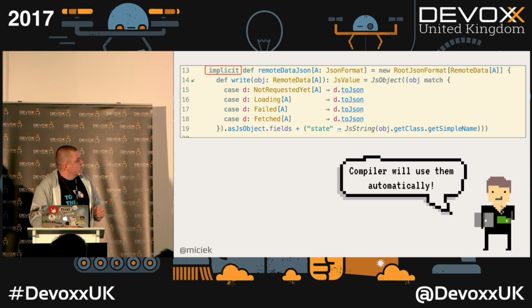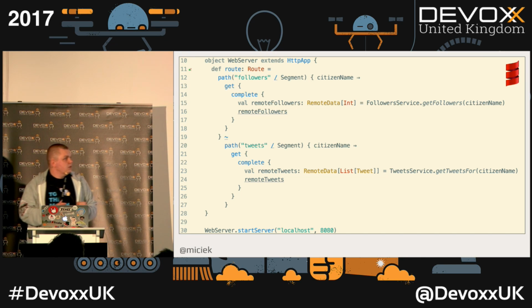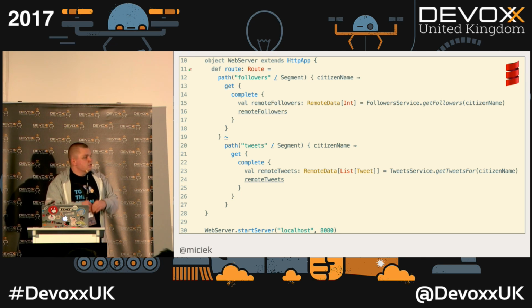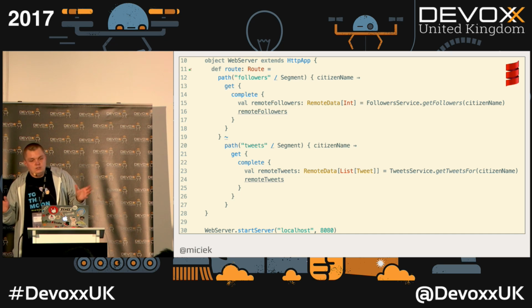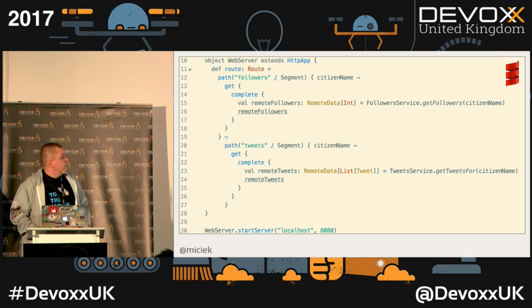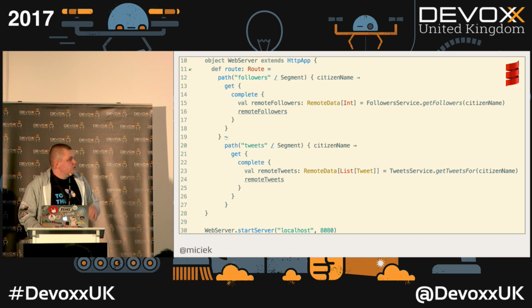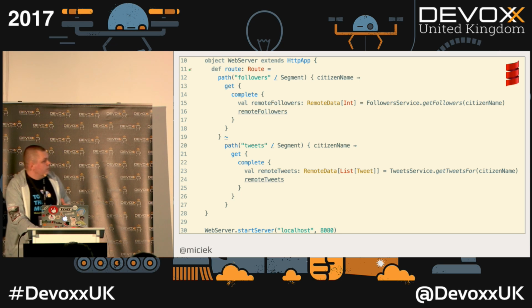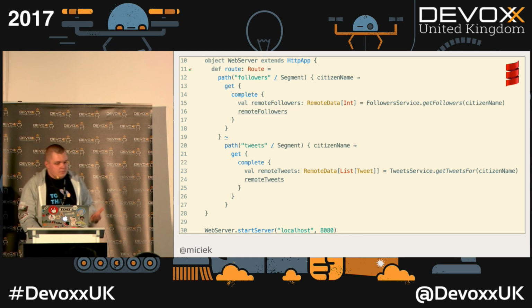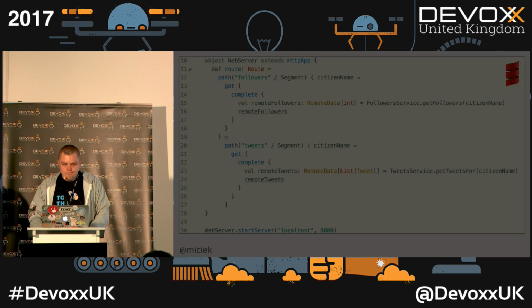This is how the server looks like. There is no JSON at all. This is the final implementation, and there is no JSON at all. We just use the things that we wanted to use. That means service get followers, service get tweets for, and return them. The compiler will do the conversions for us.